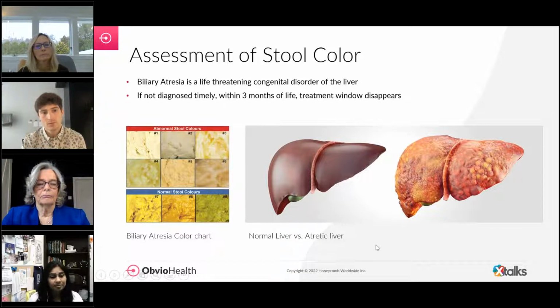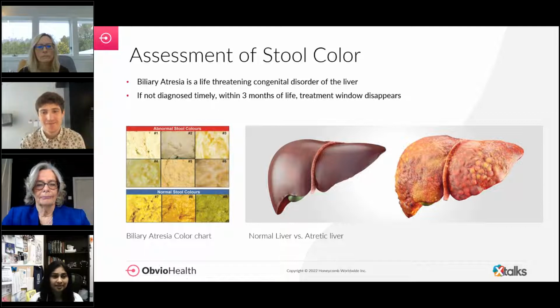When adding stool color to the mix, there is a condition, biliary atresia, which is a life-threatening congenital disorder of the liver and can easily be diagnosed based on stool color. It is imperative it be diagnosed within the first 3 months of life because the treatment window rapidly disappears after that, and the child may end up requiring a liver transplant. Cards have been developed. Newborn parents are sent home with these cards to check it against the stool of the child every time. How many of us can find our things when we have a newborn baby at home.